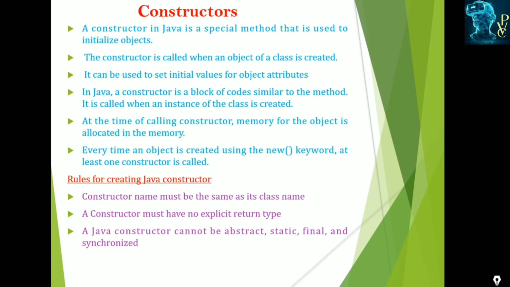Constructors. A constructor in Java is a special method. As we know, in Java, everything is within the class only. What is a class? A class consists of methods and variables. The variables are the attributes of the class, and methods operate on the variables. Without methods, the operations cannot be performed.